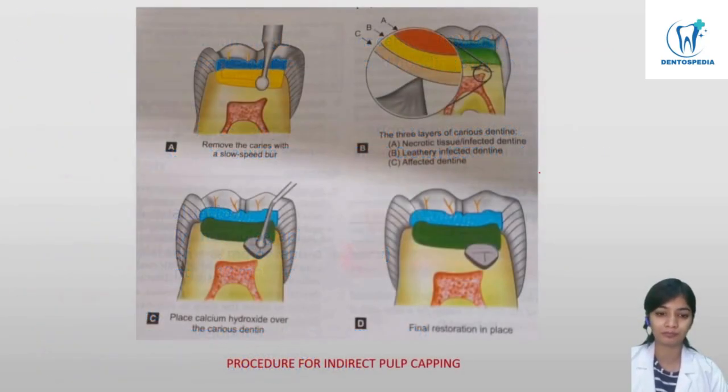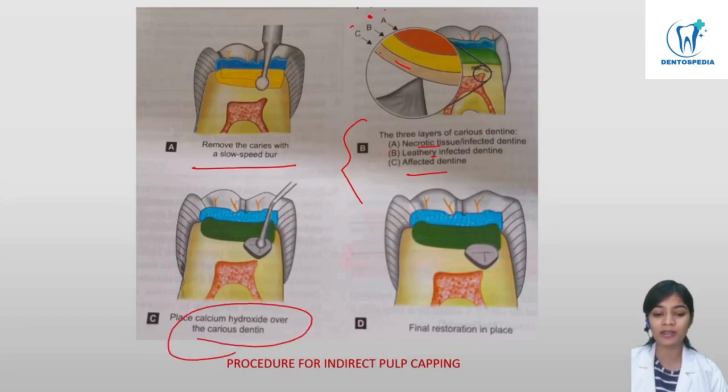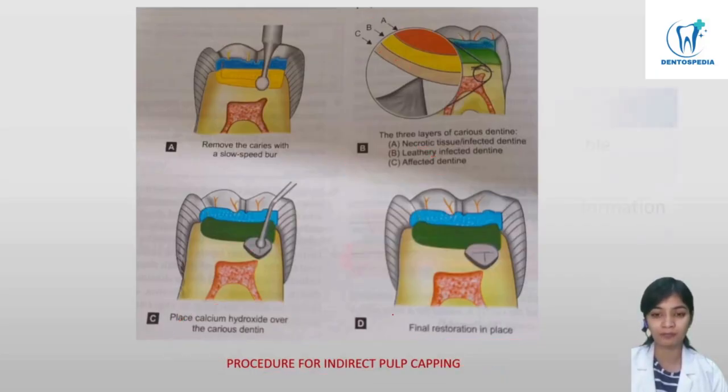You can see removing the caries with a slow speed bur. Then these are the 3 layers: necrotic tissue, leathery infected dentine, and affected dentine. Then placing of calcium hydroxide over the carious dentine. You can see here, now the final restoration is being placed. This is the procedure for indirect pulp capping.